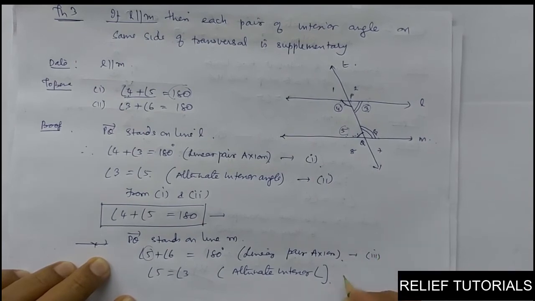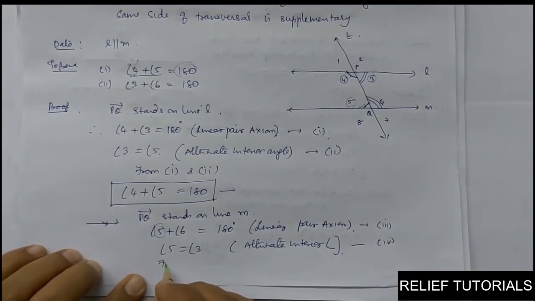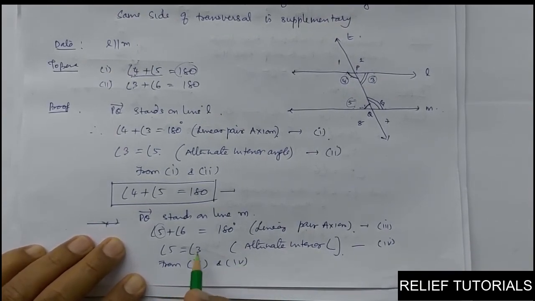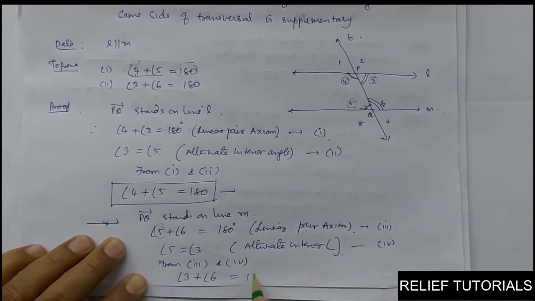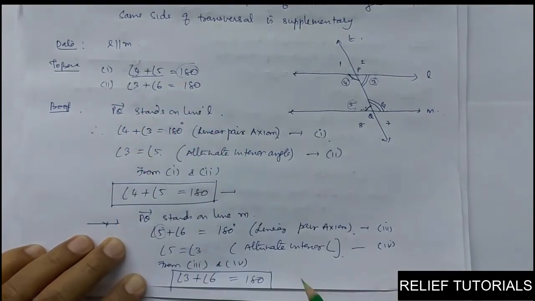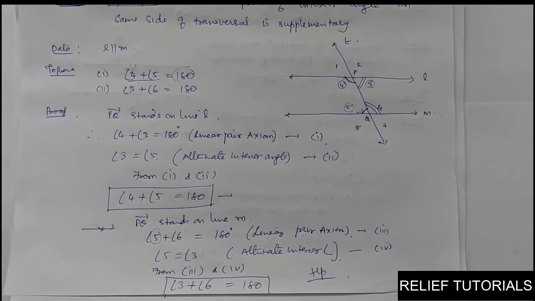This is third, this is fourth. So now we can say from 3 and 4, in place of 5 you will write 3. So angle 3 plus angle 6 is equal to 180. Got it? Angle 3 plus angle 6 is equal to 180. Hence proved. So, very simple proof. I hope you understood this.